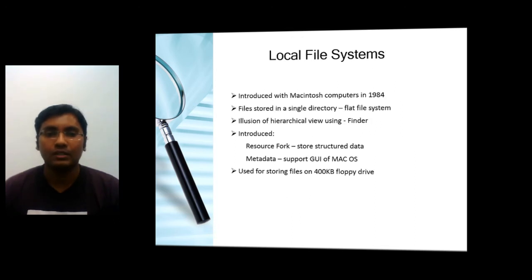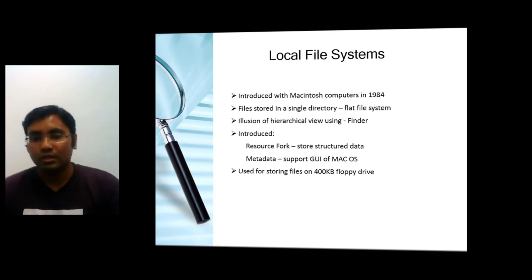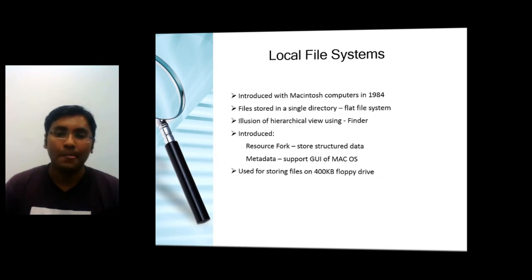And the local file system, as we can see, was introduced with the Macintosh computer in 1984. Files were stored in a single directory, a flat file system, with the illusion of a hierarchical view using the Finder. It introduced the resource fork, which stores structural data, and in metadata, it supports the graphical user interface, GUI, of Mac OS.